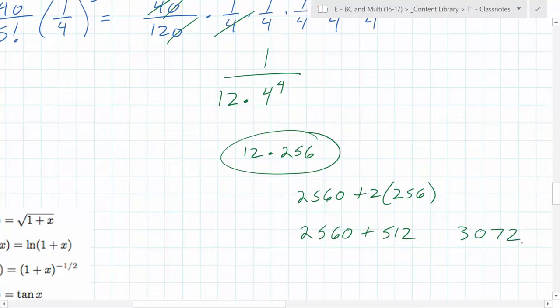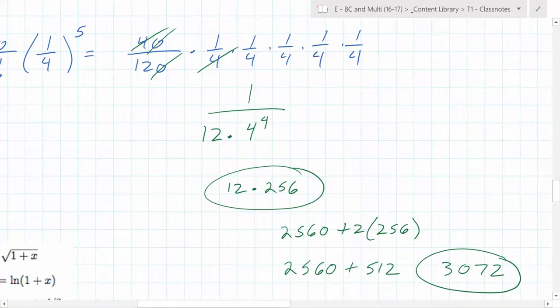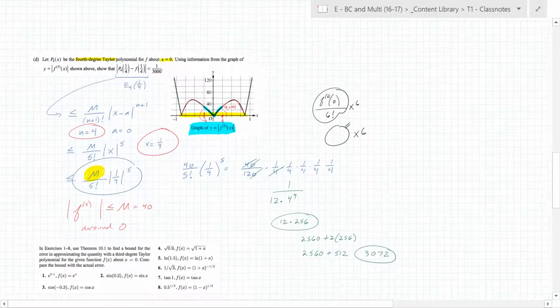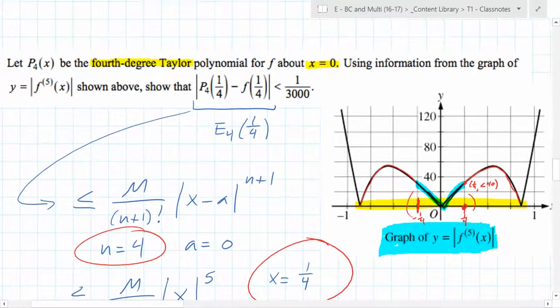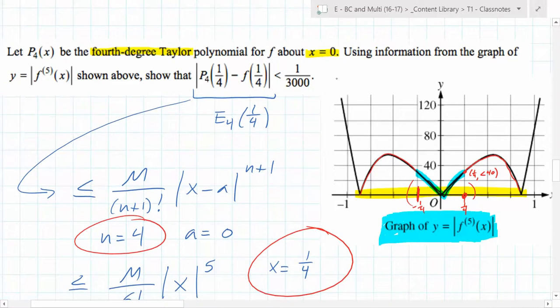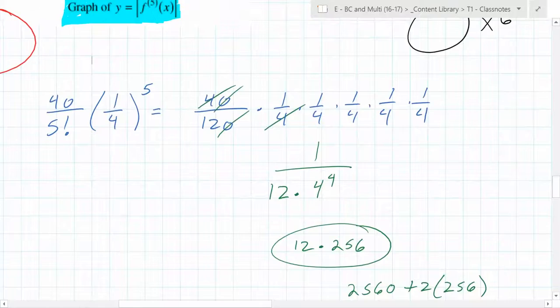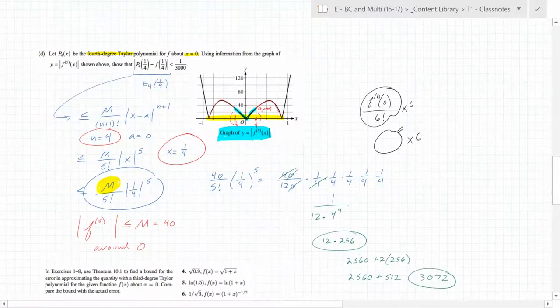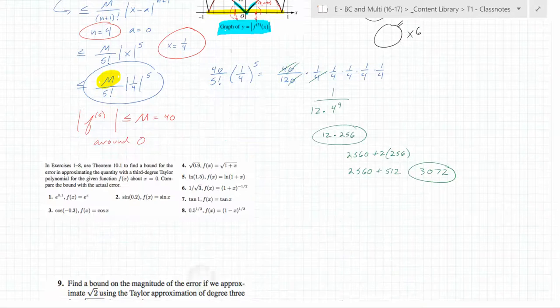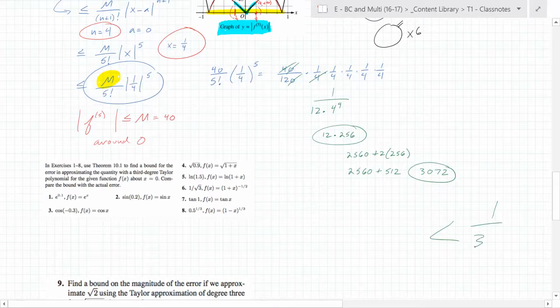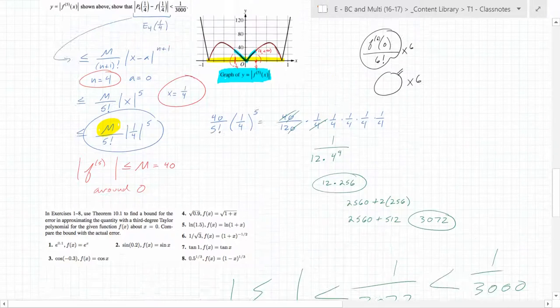So what do we end up with? 3,072. Oh wait, what were we supposed to show it's less than? We just showed the maximum is 3,000. Are we really close? It's bigger than 3,000, so is that wrong? But here's the thing: if we're trying to show it's less than 1 over 3,000, then 1 over 3,072 is less than that, which is greater than our E4. So did we just show what they asked you? Absolutely.